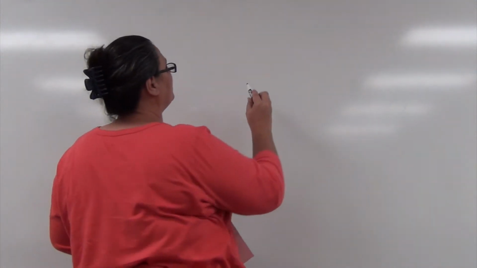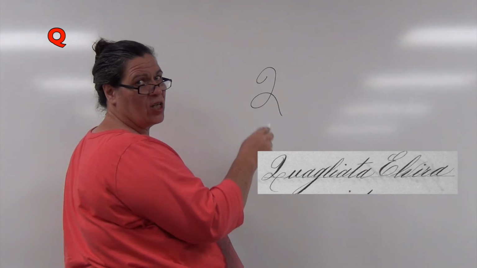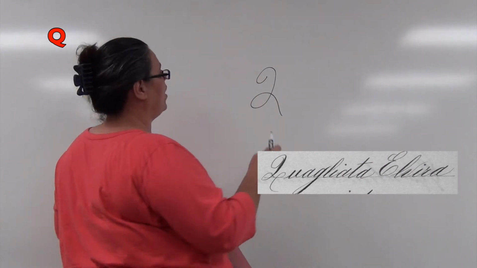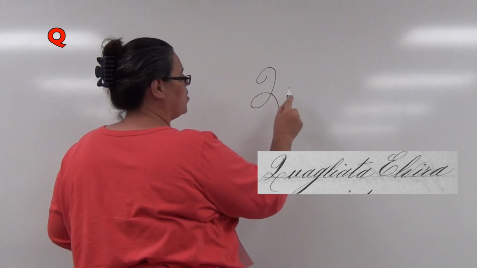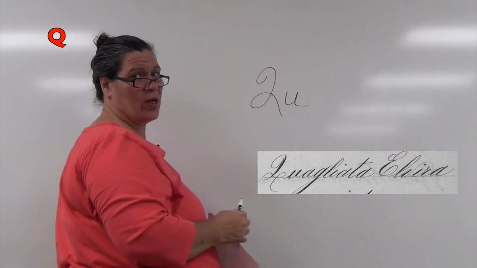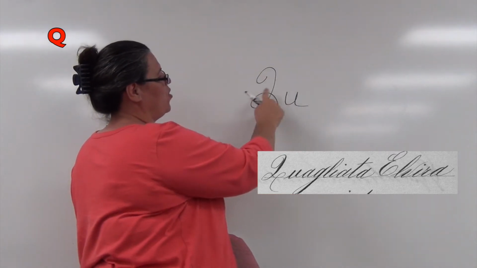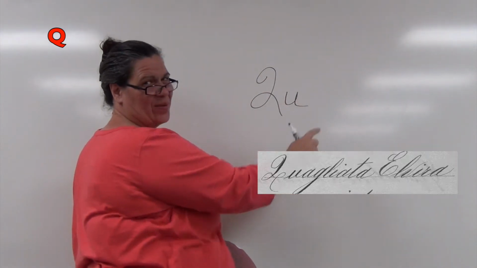Q is simple. If it looks like a 2, it's a Q. A Q is a 2, and you usually can recognize it. It also will have a U after it. A Q looks like a 2 followed by a U.